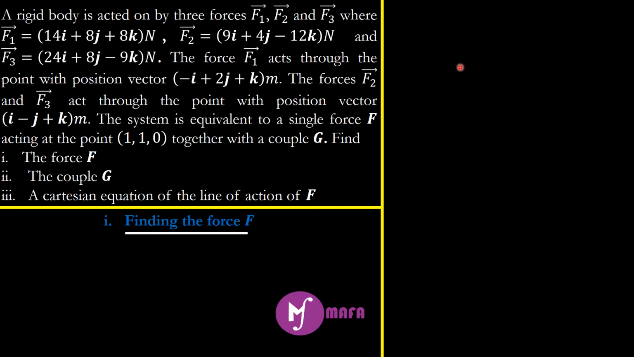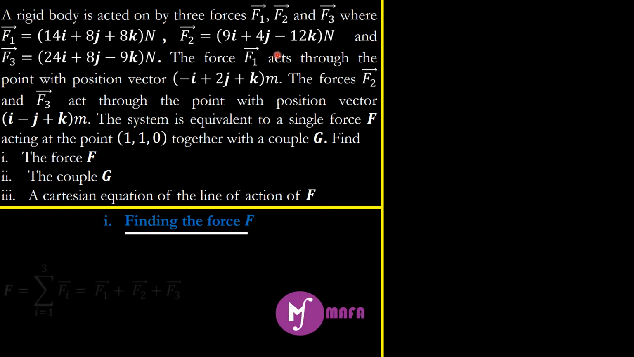Alright, so upon analysis of the question, we have been told that the system is equivalent to a single force F acting at this point together with a couple. So we need to note the conditions for a system of forces to reduce to a single force together with a couple. If it reduces to a single force, then the first condition is that the sum of the forces of the system is equal to that single force, that is, it is different from 0. And the next condition is that the sum of moments of that system is definitely different from 0 as well.